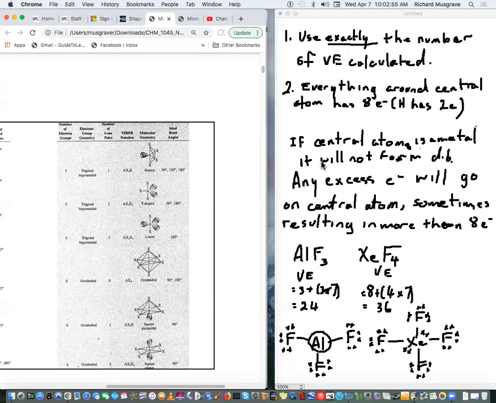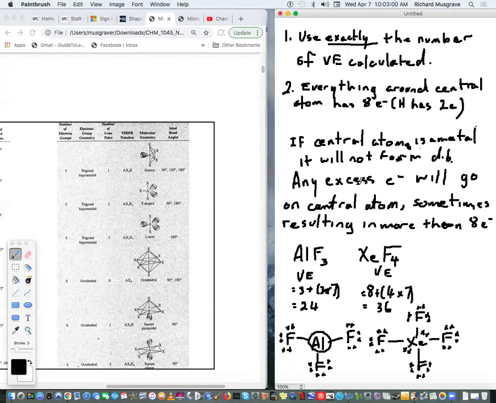All right, now we're going to move on to something that's a little bit more difficult, and it has to do with dipoles. And this one is a bit harder to deal with.